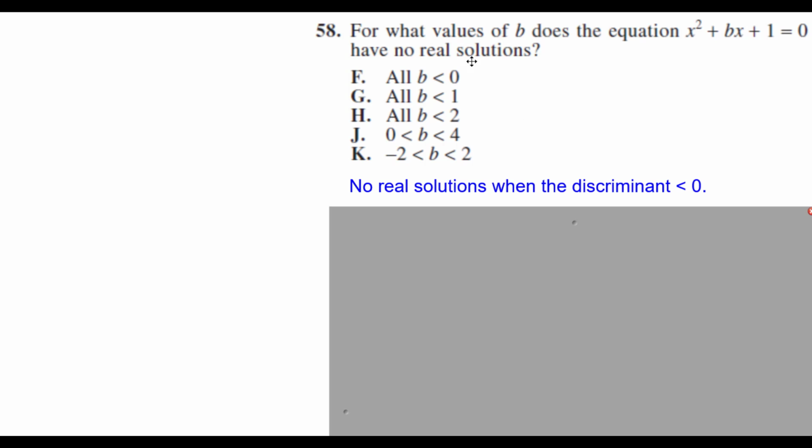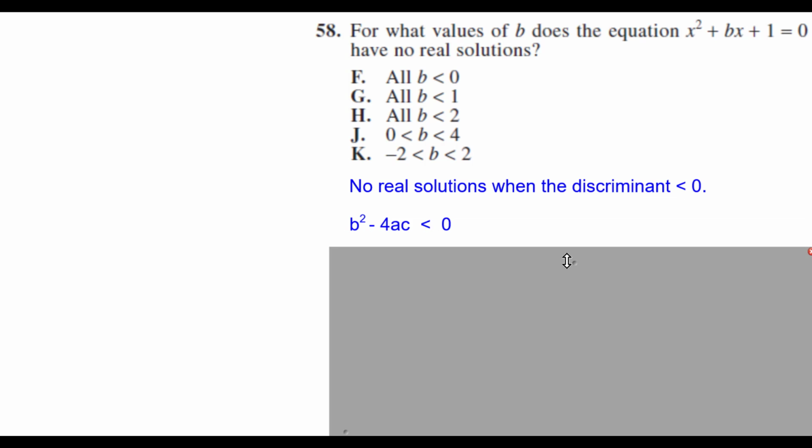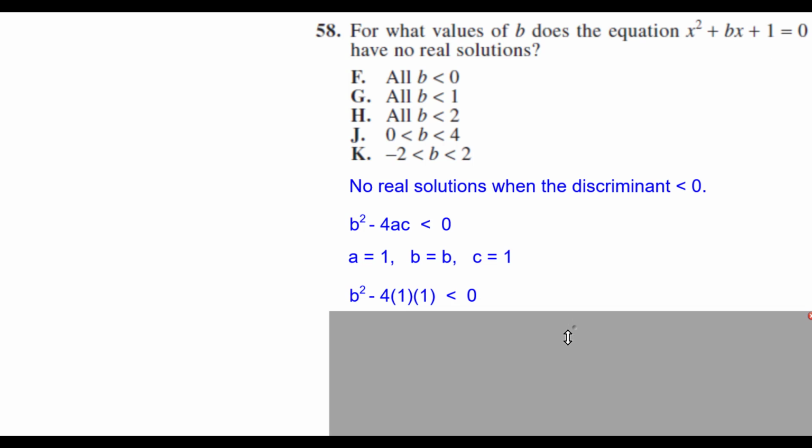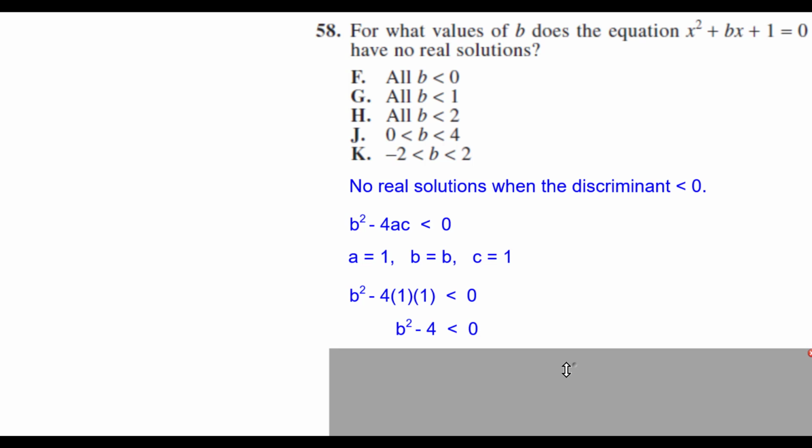So we want to know when this has no real solutions, only imaginary solutions. So that would be when the discriminant is negative. So that would be b squared minus 4ac is less than 0. And for this one, a is 1, b is b, and c is 1. So when I substitute in there, I get b squared minus 4 is less than 0.